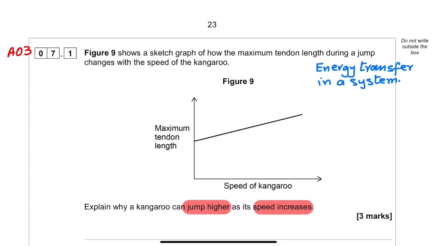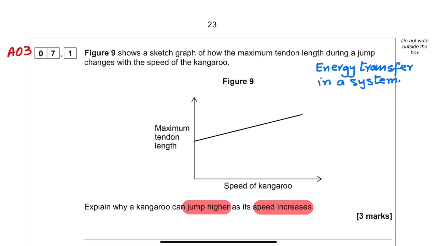The question is, explain why a kangaroo can jump higher as its speed increases. As the speed is increasing, the length of the tendon is increasing, and we can see that the graph is going up. As the tendon is stretching, it means there is more elastic energy. And that elastic energy gives the kangaroo a high jump in the air. It means there is more gravitational potential energy of the kangaroo.